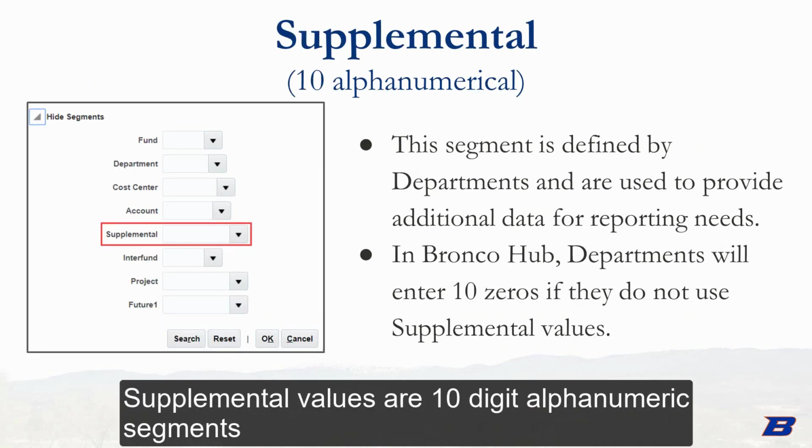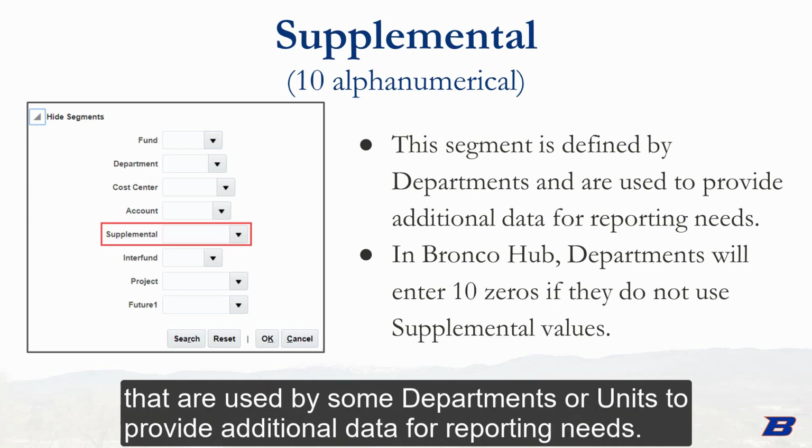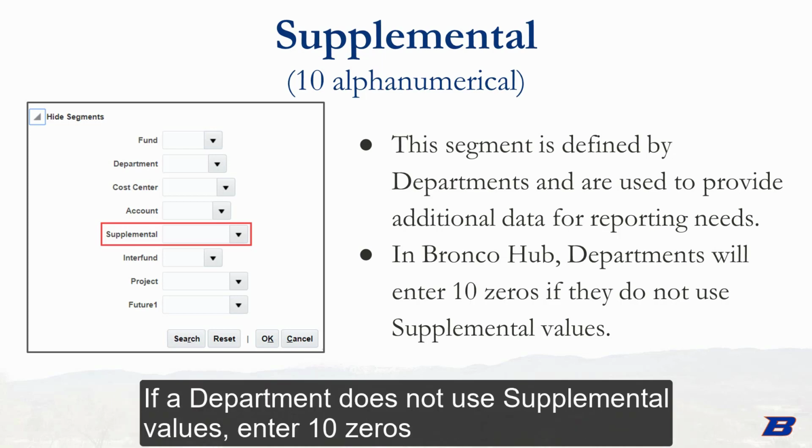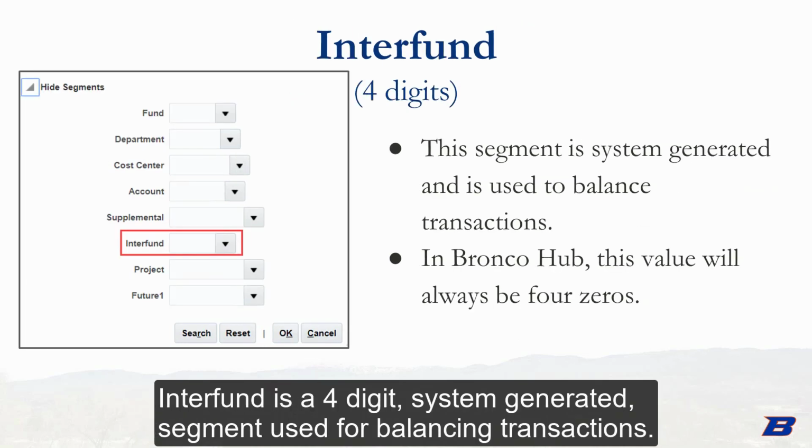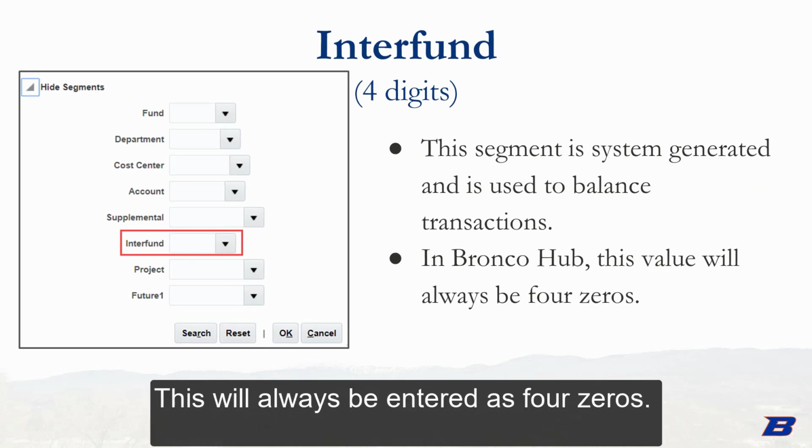Supplemental values are 10-digit alphanumeric segments that are used by some departments or units to provide additional data for reporting needs. If a department does not use supplemental values, enter 10 zeros. Interfund is a 4-digit system-generated segment used for balancing transactions. This will always be entered as 4 zeros.